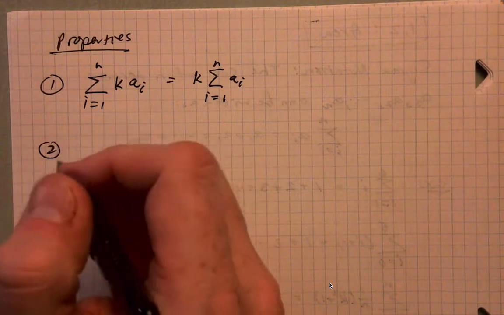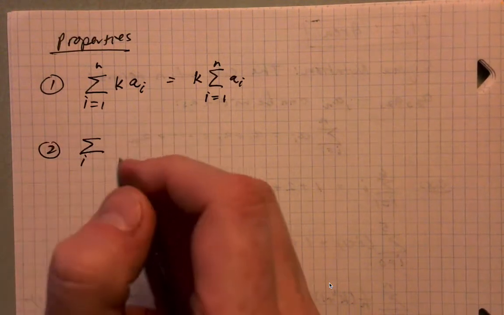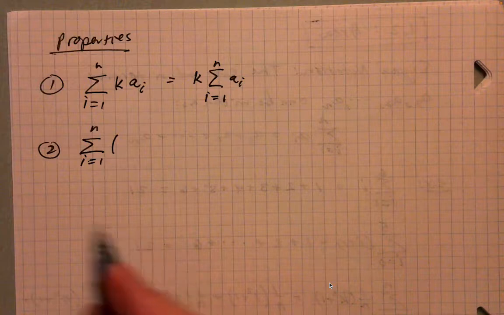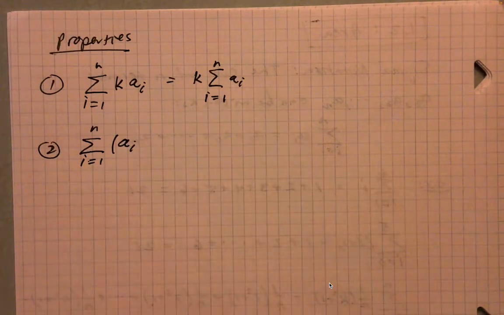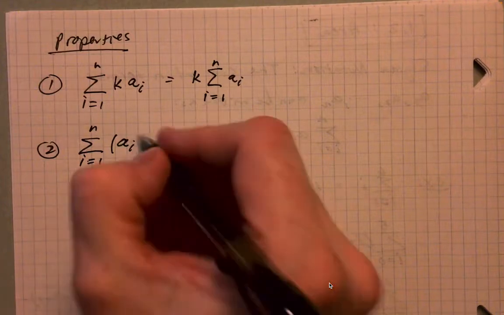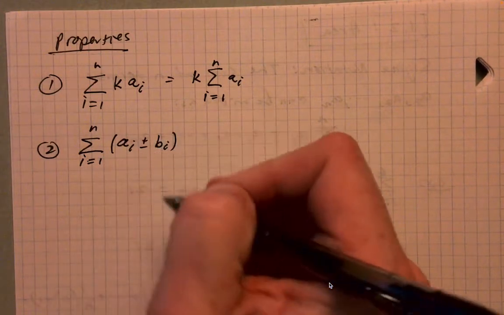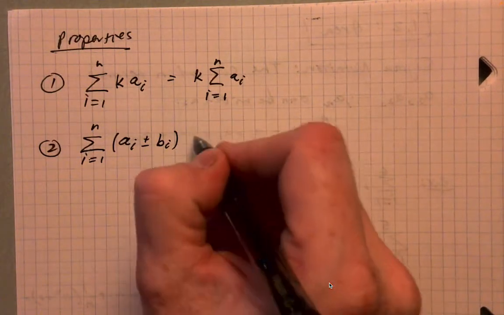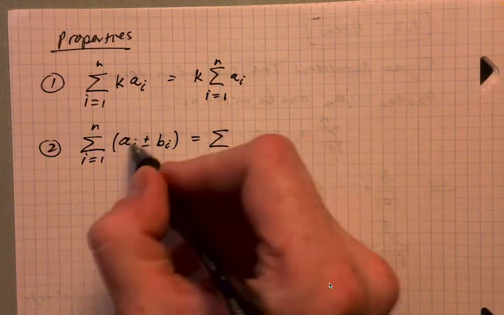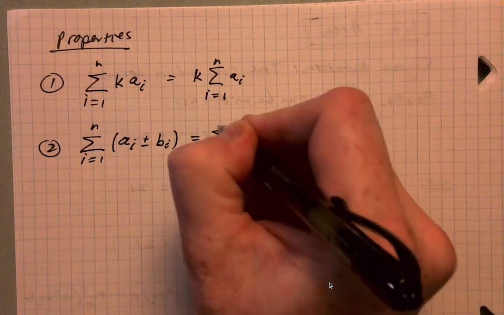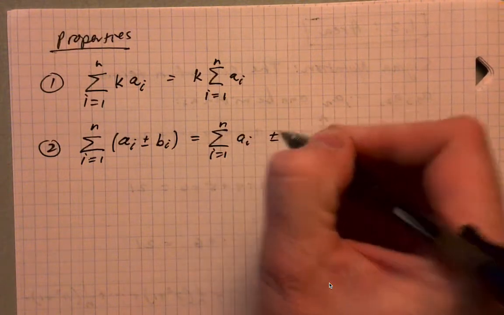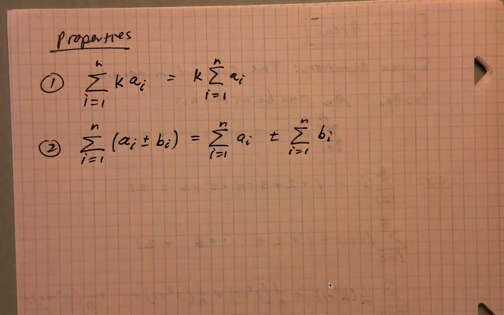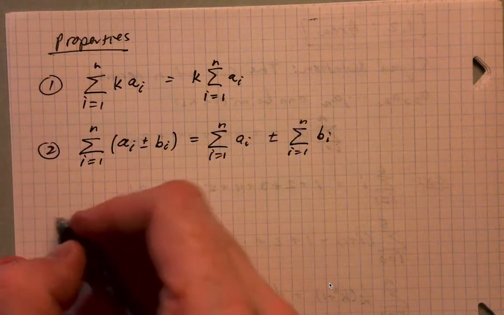The second one is the sum from i equals 1 up to n. Now here, each of the terms has a sum or difference in it, so ai plus or minus bi. And in this case, it's appropriate to break the sum of each term apart, like so. Now, this can be really easily seen.